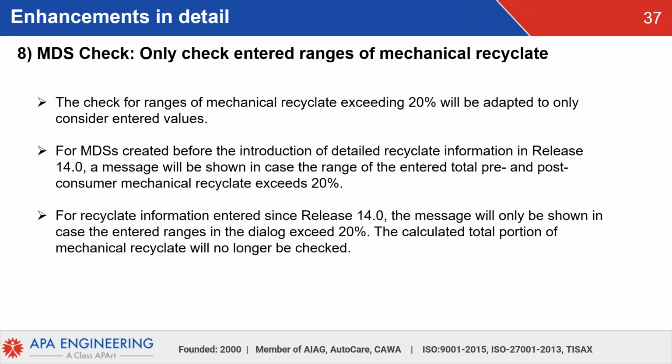The mechanical recyclate check exceeding 20% will be adapted to consider the entered values. For example, before the release of IMDS 14.0, a message will be shown in case the range of entered total pre-consumer and post-consumer mechanical recyclate exceeds 20% as a whole, as an MDS as a whole. After this 14.0 release, the message will only be shown in case of mechanical recyclate ranges entered in the dialog box, that is the individual tab under the post and pre-consumer. So it will not be calculating the total portion of the mechanical recyclate. It will only calculate the specific range under the post-consumer and pre-consumer tabs.